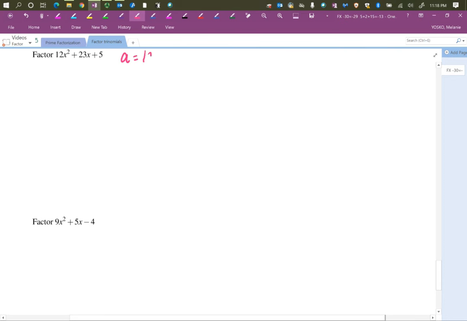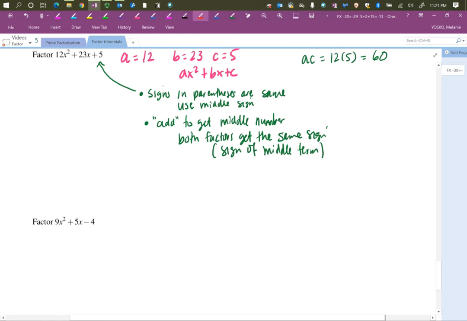A is the coefficient of x squared, it's 12. B is the coefficient of x, it's 23. And C is the constant. Remember, because you have ax squared plus bx plus c, that's where that comes from. Then we're going to take A and C and multiply them together. A times C is 12 times 5, which is 60. So A times C is 60.